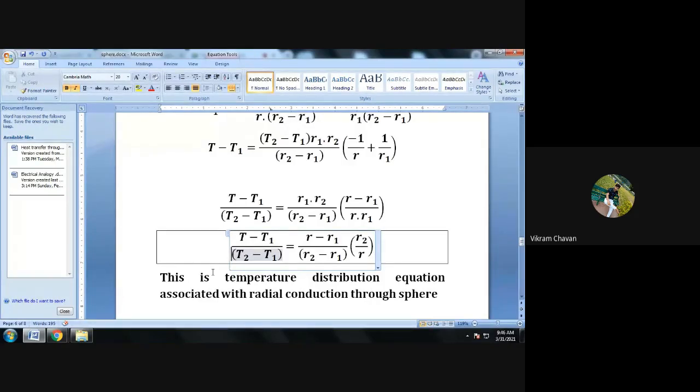Is there any question or doubt about whether you understood how to determine the temperature distribution equation for the spherical coordinate system? Please let me know in the chat box, or should I repeat the derivation?